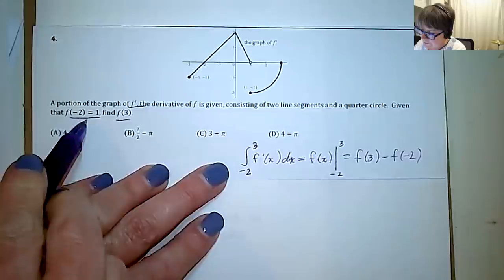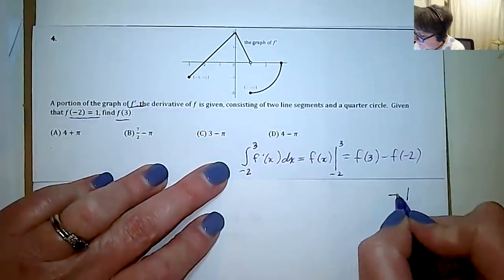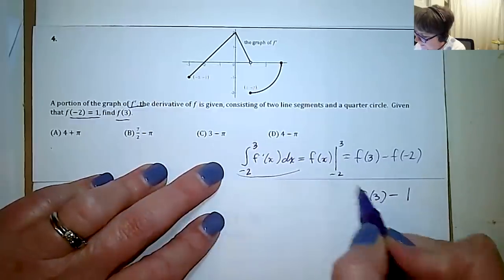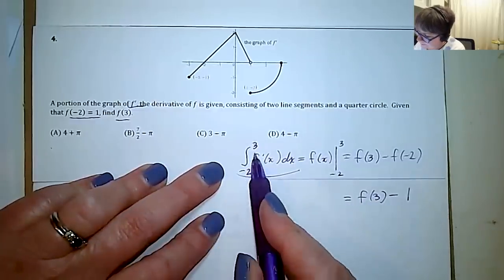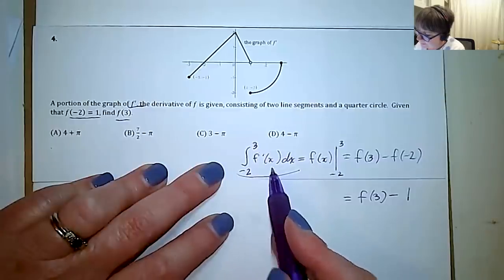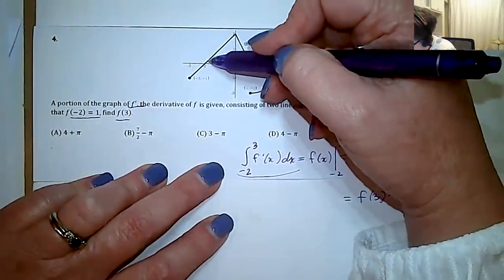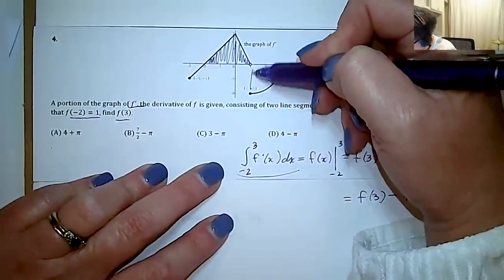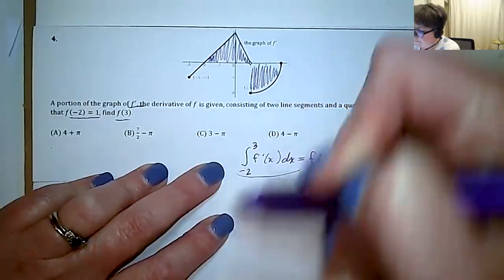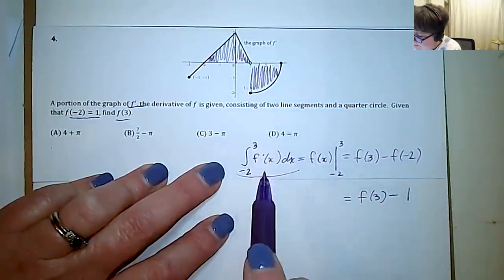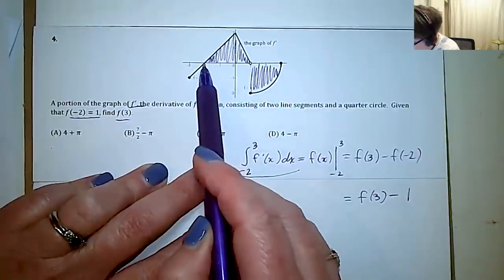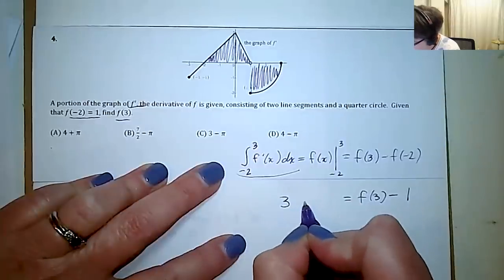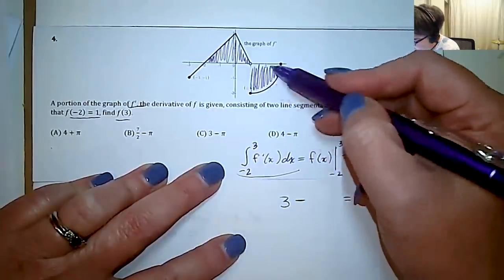And I know that f of negative 2 is 1. So I'm looking for f of 3. And now I have to figure out this area right here, the integral from negative 2 to 3 of f prime of x dx. So from negative 2 to 3 is going to be this area, which is a triangle, plus this area, which is a quarter circle, and this should be negative when we bring it in. Okay, so we have base times height divided by 2. So we have 3 times 2 is 6, divided by 2 is 3. That's my triangle. Then I'm going to say minus, because this is underneath.